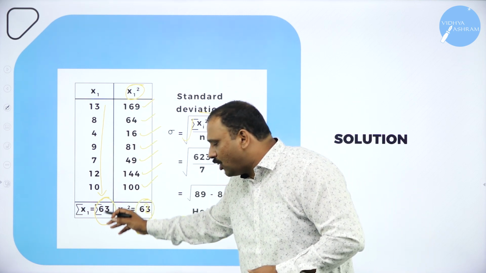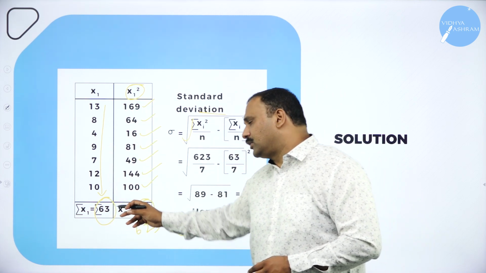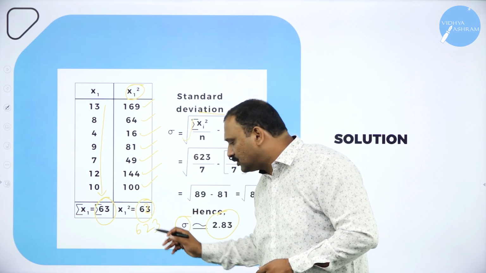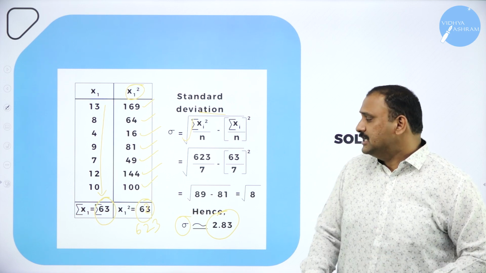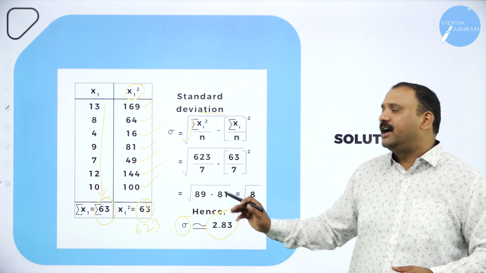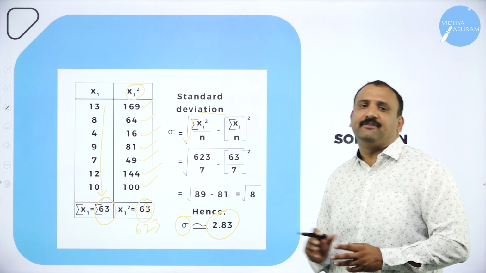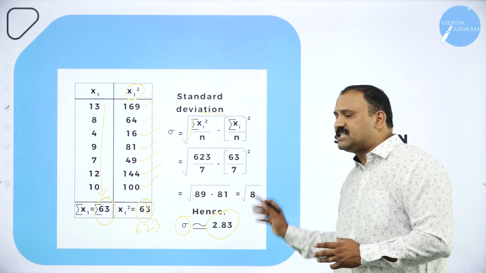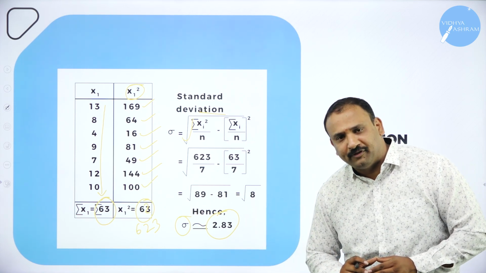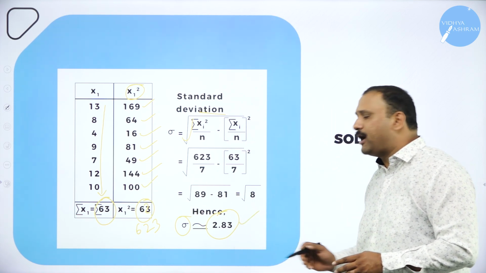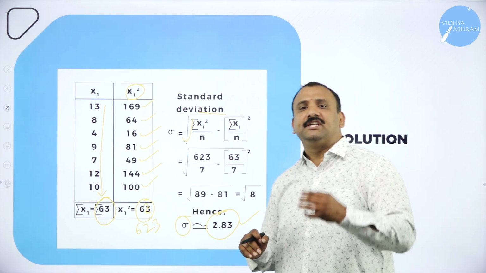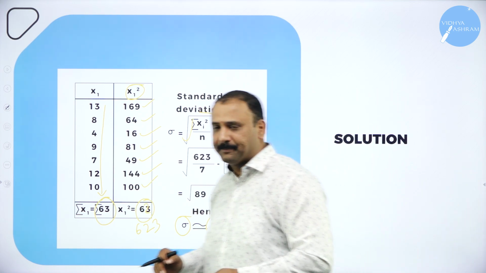Do the total of the first column, that leads you to the value 63. Do the total of the second column, that leads to the value 623. So now what you do here is that you will put it in the formula here: 623 divided by 7 minus (63 divided by 7) whole square. You will get the square root of 8, and the square root of 8 value is 2.83. So that is the standard deviation that you have found out for today.